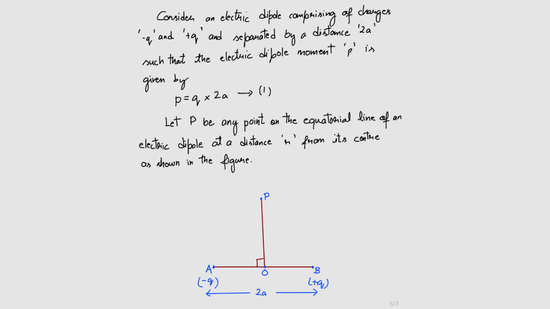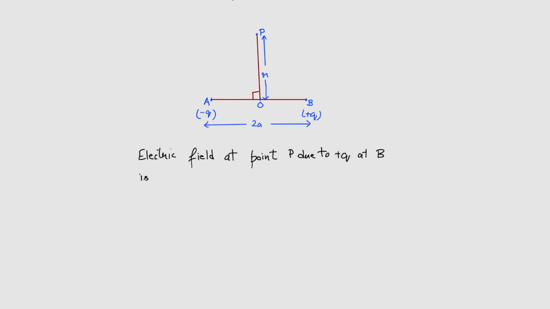This point P is at a distance r from the center of the dipole. This distance here from point P up till point O. Then find the electric field at point P due to plus Q at B. The electric field at this point due to plus Q, how do we find it?